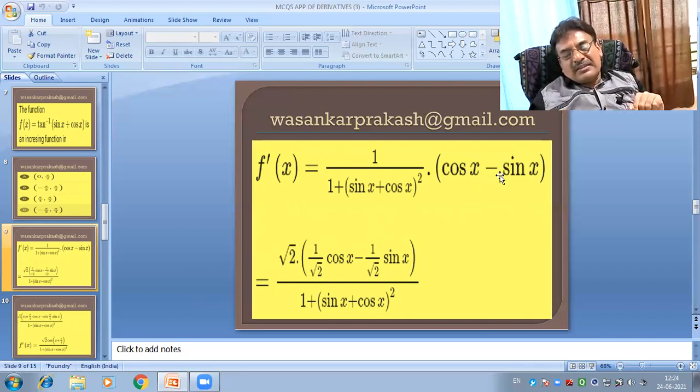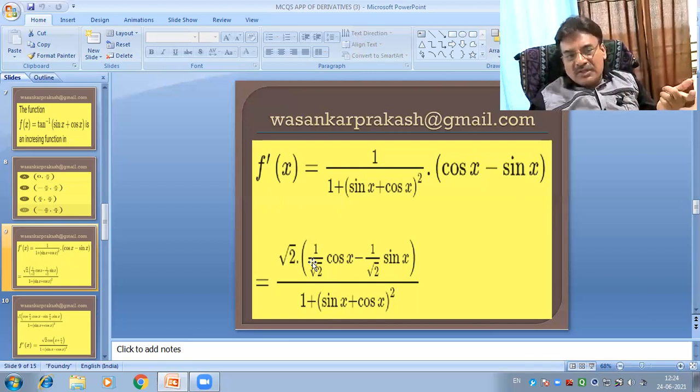And in this bracket, multiply numerator and denominator by root 2 for simplification, and then we use the formula here. So root 2, here 1 by root 2 cos x minus 1 by root 2 sin x, upon 1 plus sin x plus cos x whole square as it is. Therefore, here this root 2 as it is, 1 by root 2.